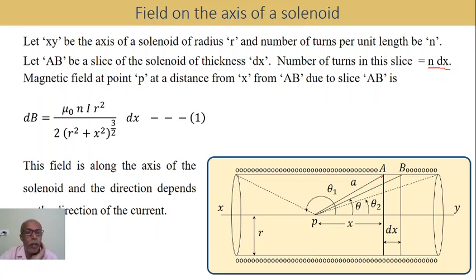Now, by applying the result for a circular coil, the magnetic field at point P is given by the expression dB equals mu naught Ni r square divided by 2 into r square plus x square whole power 3 by 2 into dx. This is the expression for the magnetic field due to a circular coil. As the thickness is dx, we have considered it as dx itself. This field is along the axis of the solenoid, and the direction depends on the direction of flow of current in the solenoid.